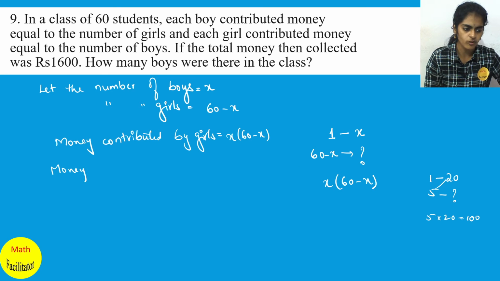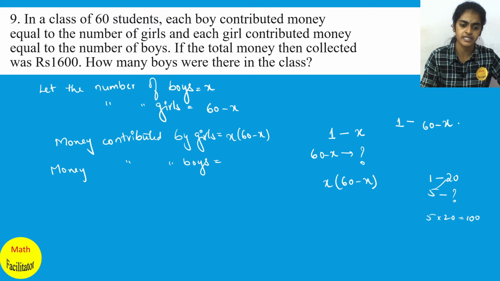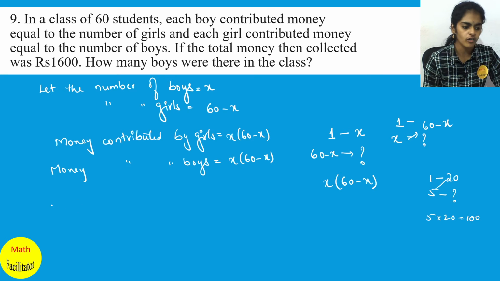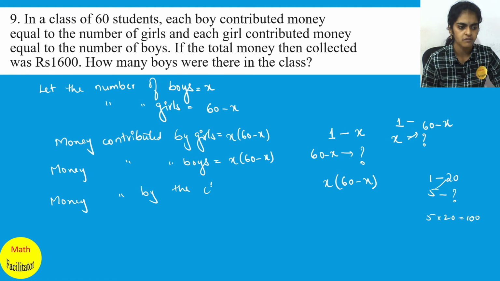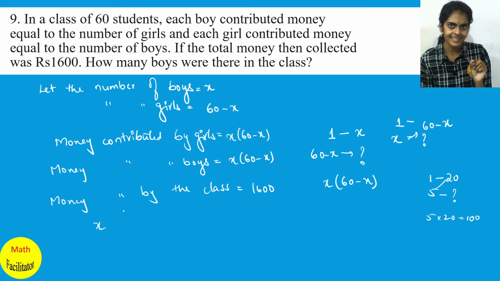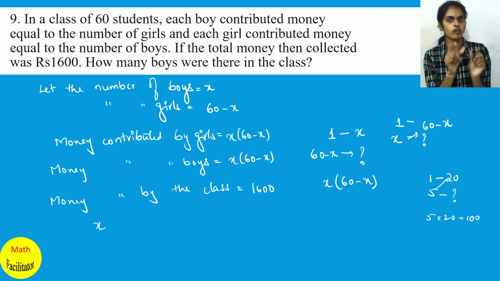Similarly, what is the money contributed by boys? See here, one boy is contributing an amount equal to the number of girls. The number of girls is 60 minus X, and total boys are X. So X boys are contributing how much? It is again X into 60 minus X. Did you all understand this? Now it is very simple. The total money contributed by the class is 1600. It is given in the question. So the total money contributed by the class will be the money contributed by girls plus the money contributed by boys.